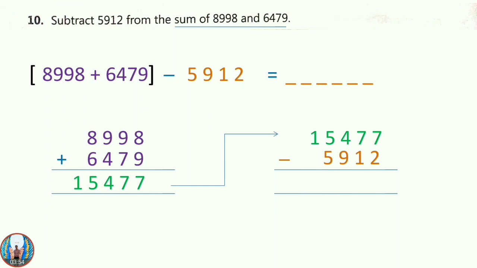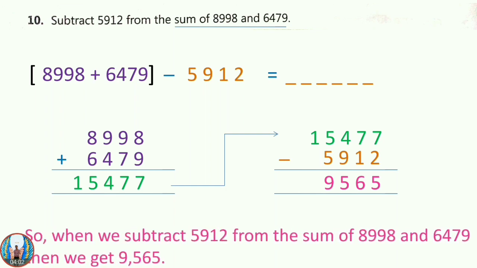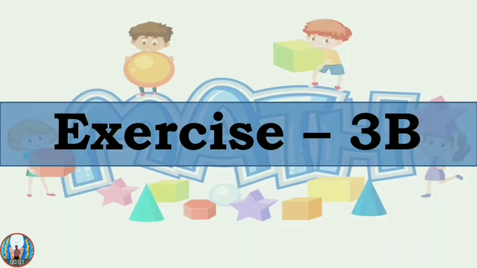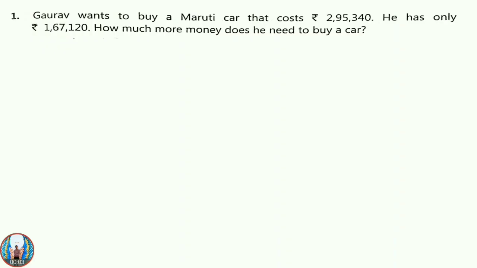So 15,477 minus 5,912 equals 9,565. So when we subtract 5,912 from the sum of 8,998 and 6,479, then we get 9,565. Exercise 3B. The first question.